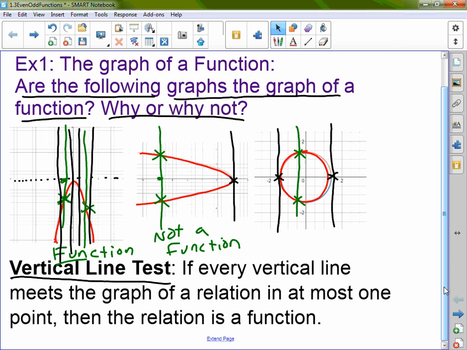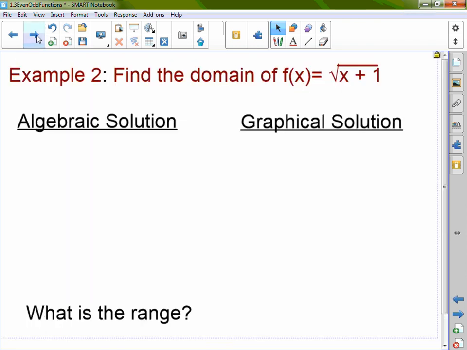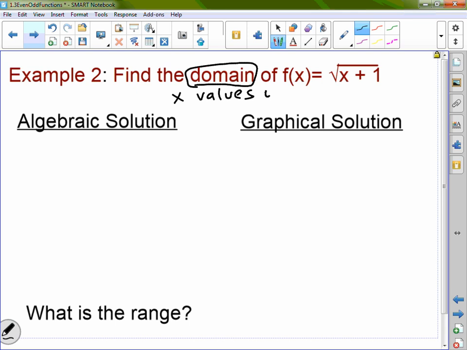So if we move on to the next page, you can follow along in the notes packet that I provided for this sub as well. So it says, example 2, find the domain of f of x is equal to the square root of x plus 1. So first we're going to do the algebraic solution to this. And if you remember from last class, domain was x values we are allowed to plug in.